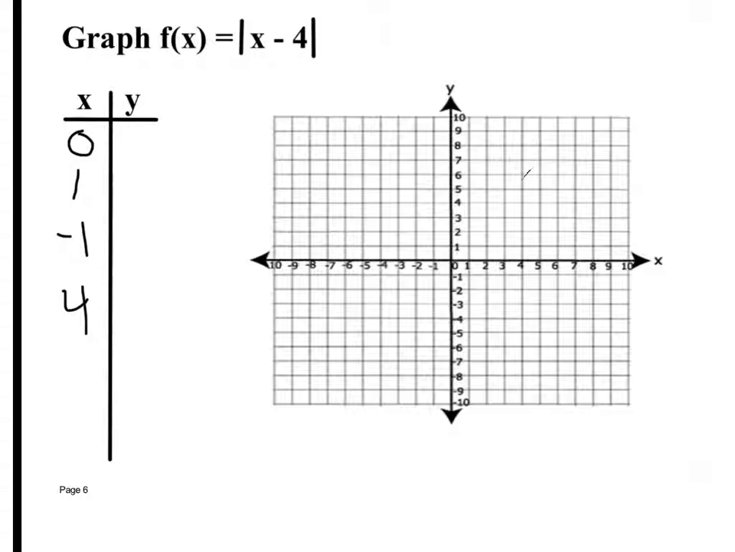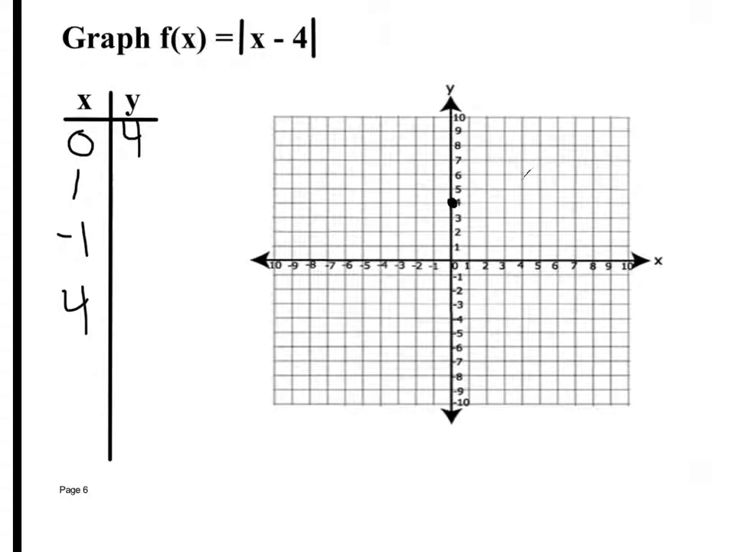So what I do is I just pick a couple points, plug them in, figure out what my y-coordinate is, and see if we can figure out what my graph looks like. So what is 0 minus 4? Negative 4, but what's the absolute value of negative 4? 4. So at x is 0, y is 4.